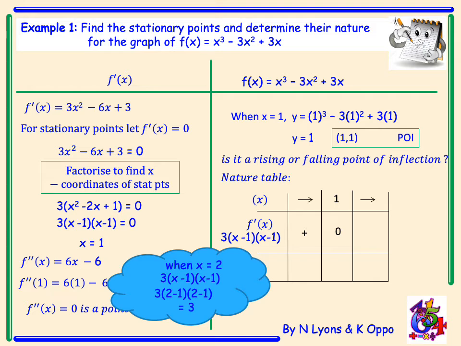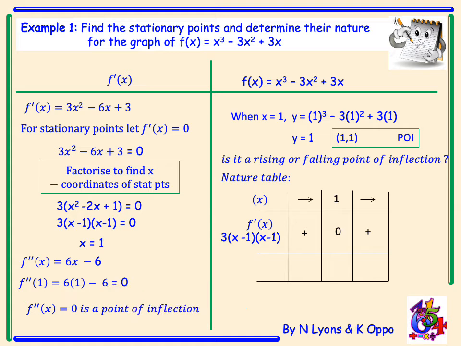So 2 minus 1 is 1. So I've got 3 times 1 times 1, which is just 3 again. And again, I don't really care about the value. It's just, is it positive or negative? So it's a plus 3. It's positive. So I can put that into my nature table.